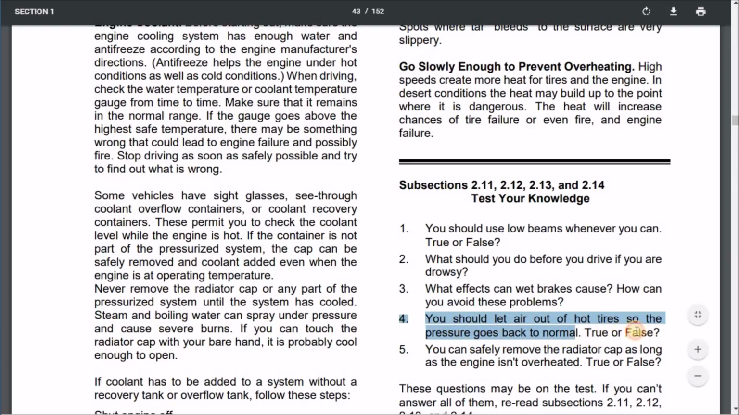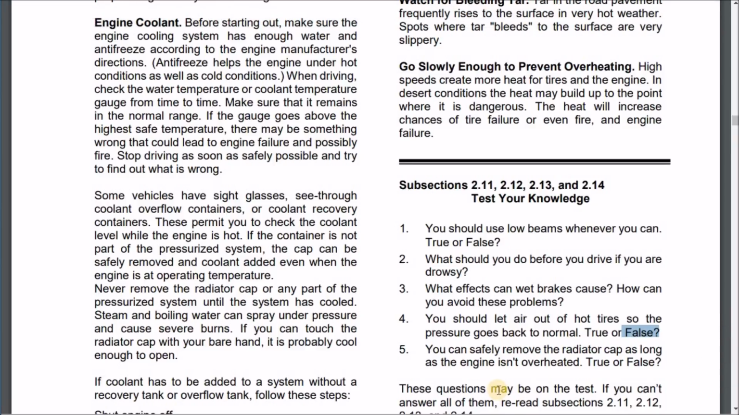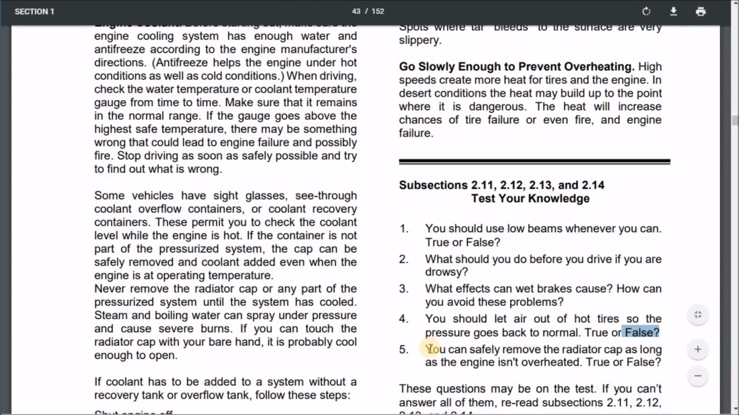That is false. I can tell you that right now. Because what happens, you take the air out of the hot tire, what happens when the tire cools down? It goes back to a normal pressure, but then you've taken the air out, so you're going to have underinflated tires, right? All right, number 5. You can safely remove the radiator cap as long as the engine isn't overheated.